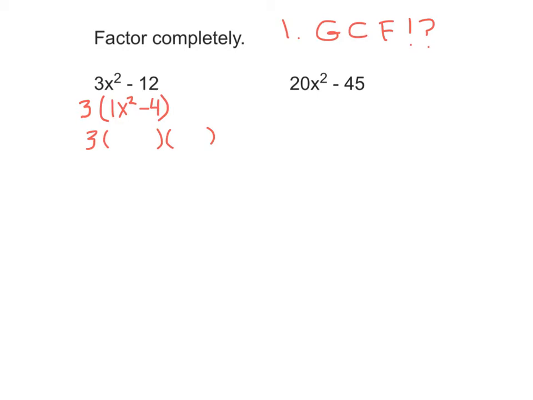1x squared means that we're going to have x times x to give us 1x squared. The square root of 4 is 2, so we know we're going to put a 2 here and here, and then we put a plus in one and a minus in the other. This is now factored completely. Go ahead and try the second example here. Pause the video, try it out, and then check back to see how you did.